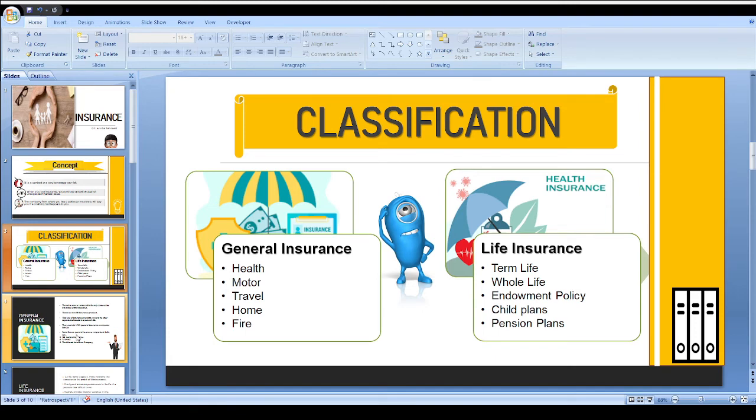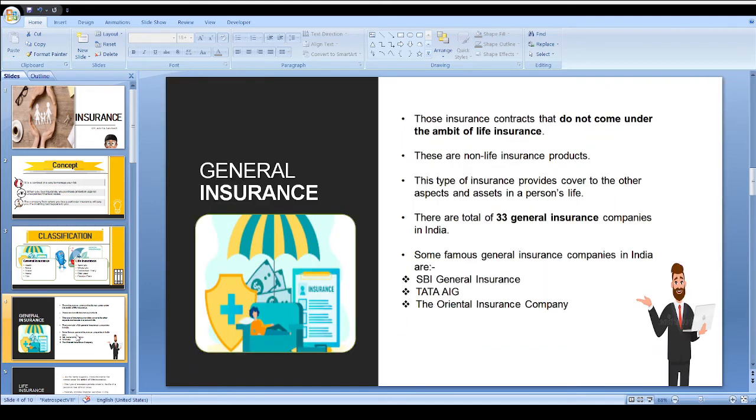If you talk about general insurance, which we have already discussed, I'm just giving a few glimpses about it. Those insurance contracts that do not come under the ambit of life insurance, that are not going to cover human life, are non-life insurance products. These types of insurance provide coverage to other aspects and assets in a person's life. In India, there are a total of 33 general insurance companies.